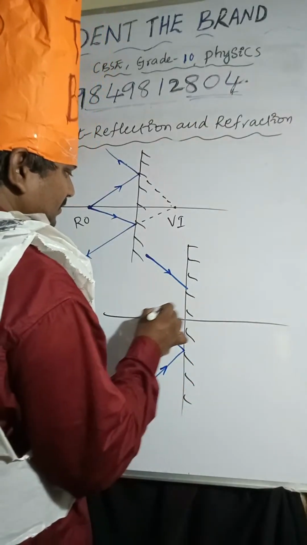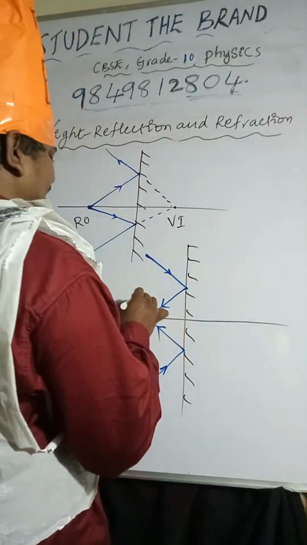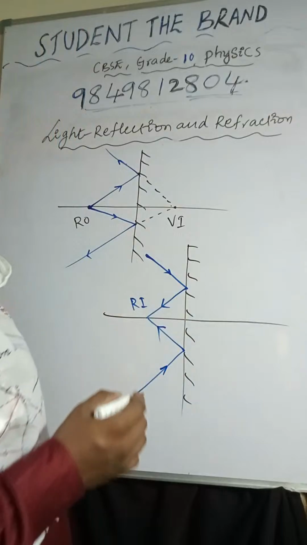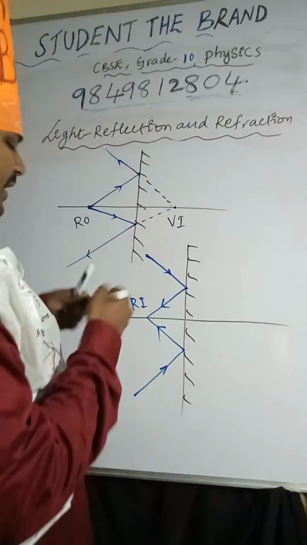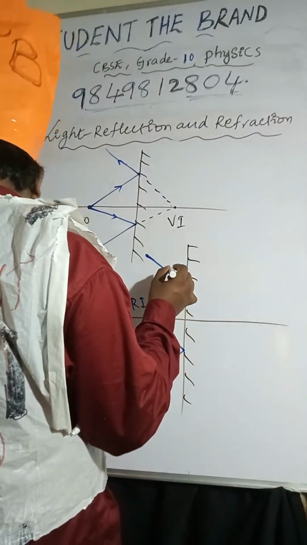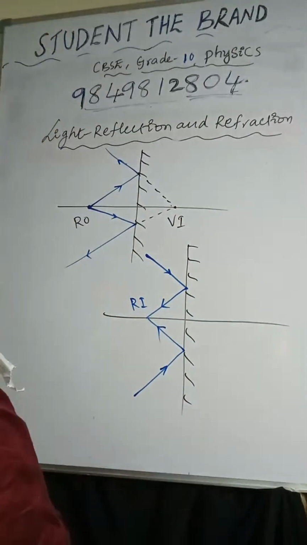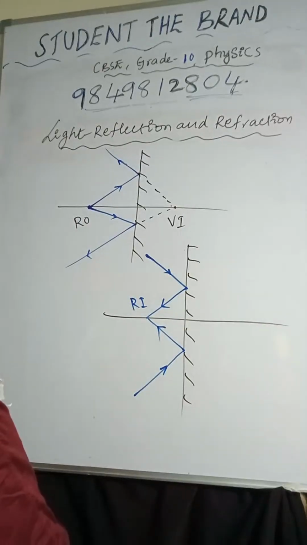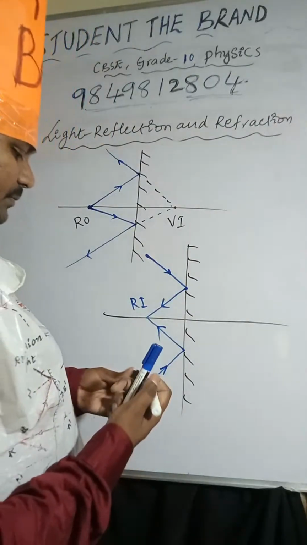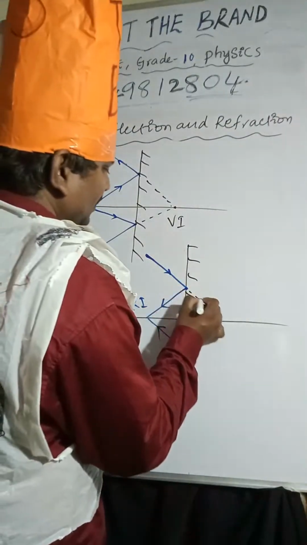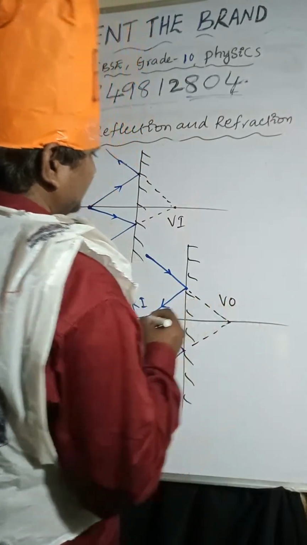After reflection, here the point of intersection of the incident light rays, so a real image will form. If you extend these light rays, the incident light rays are meeting here. This is a virtual object.